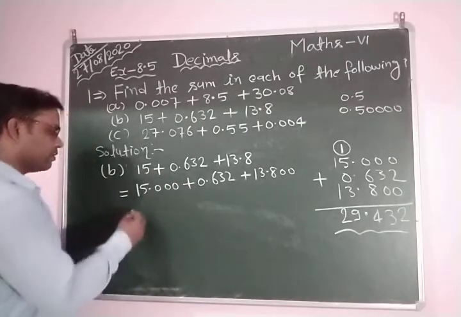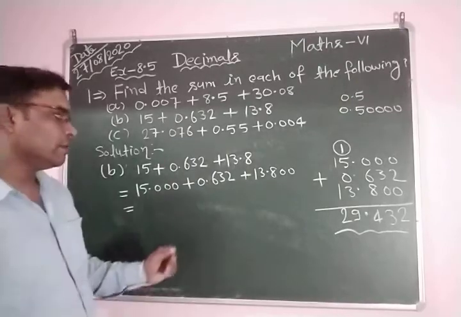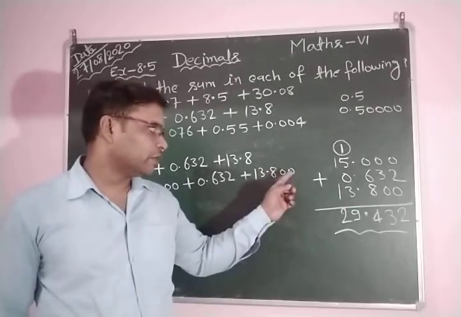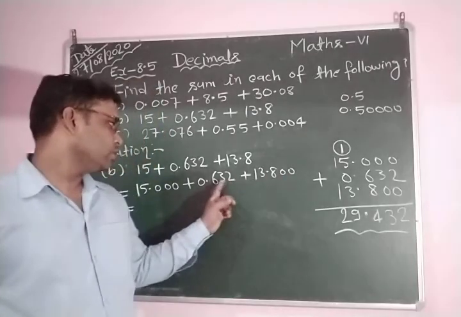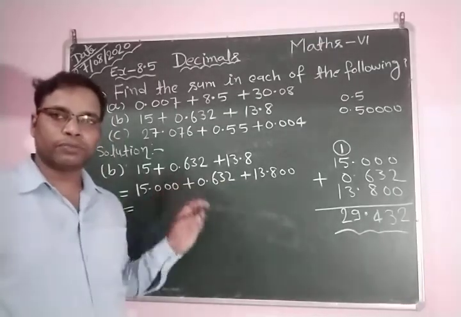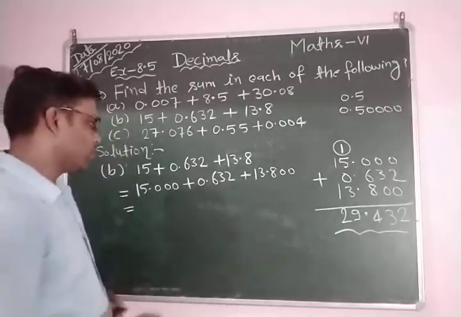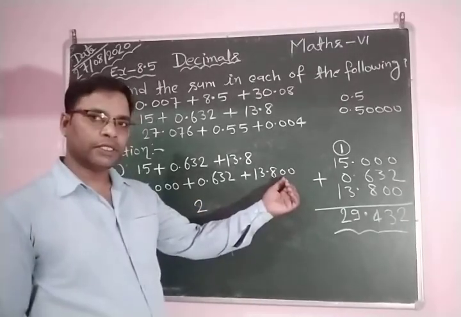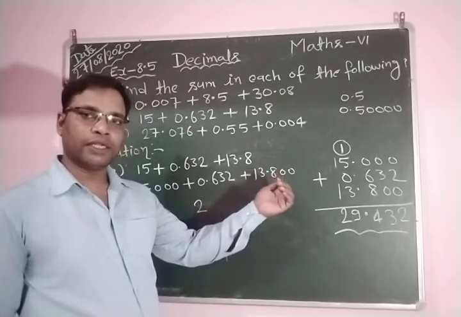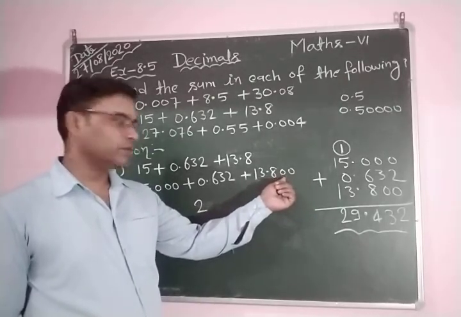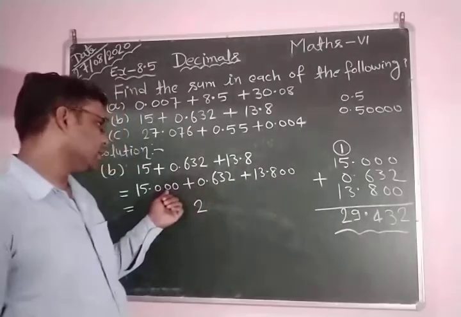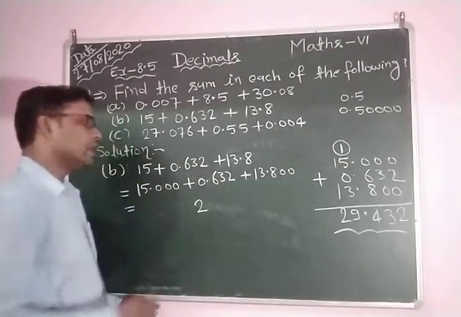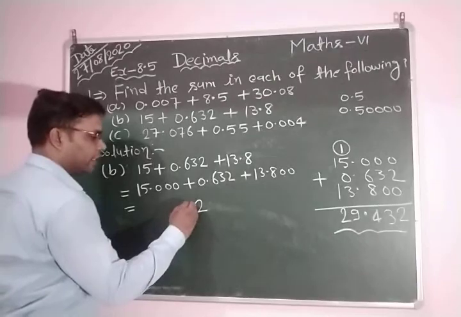Now next step, we first add the thousandths digits. Here the thousandths digits are 0 plus 2 plus 0, which is equal to 2. Here we write 2. Again, now we add the hundredths place digits. Here the hundredths place digit is 0, here 3, here again 0. So 0 plus 3 is 3, 3 plus 0 is again 3. So we write here 3.